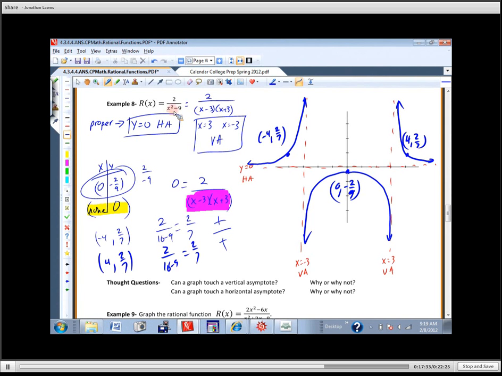When you plug in a 4, you square that. Okay. You could plug it in here also. It would produce the same answer. Good? Okay. All right.